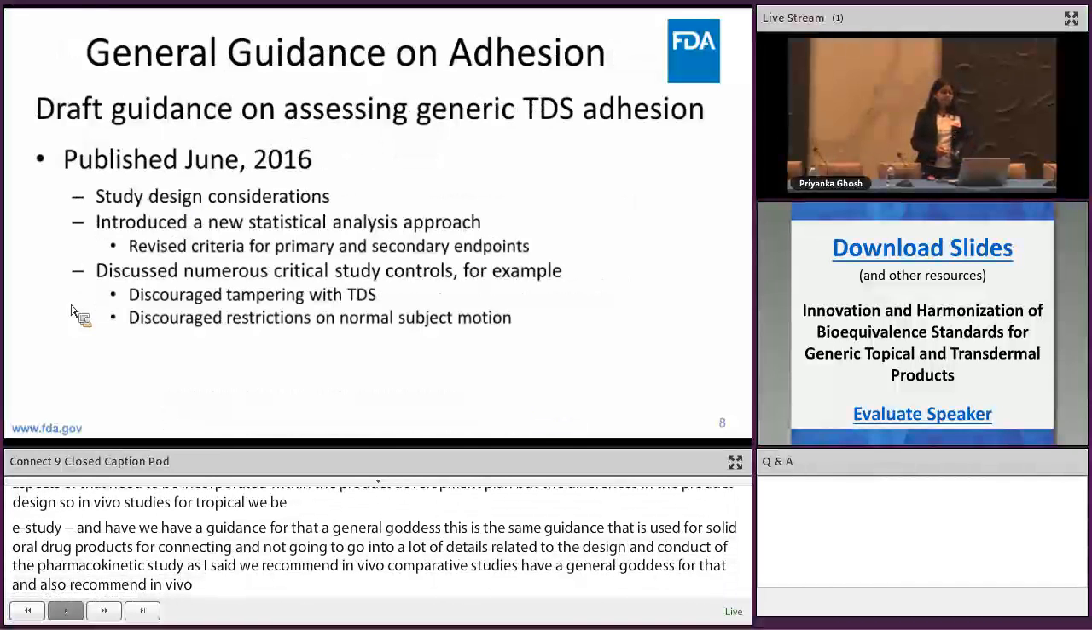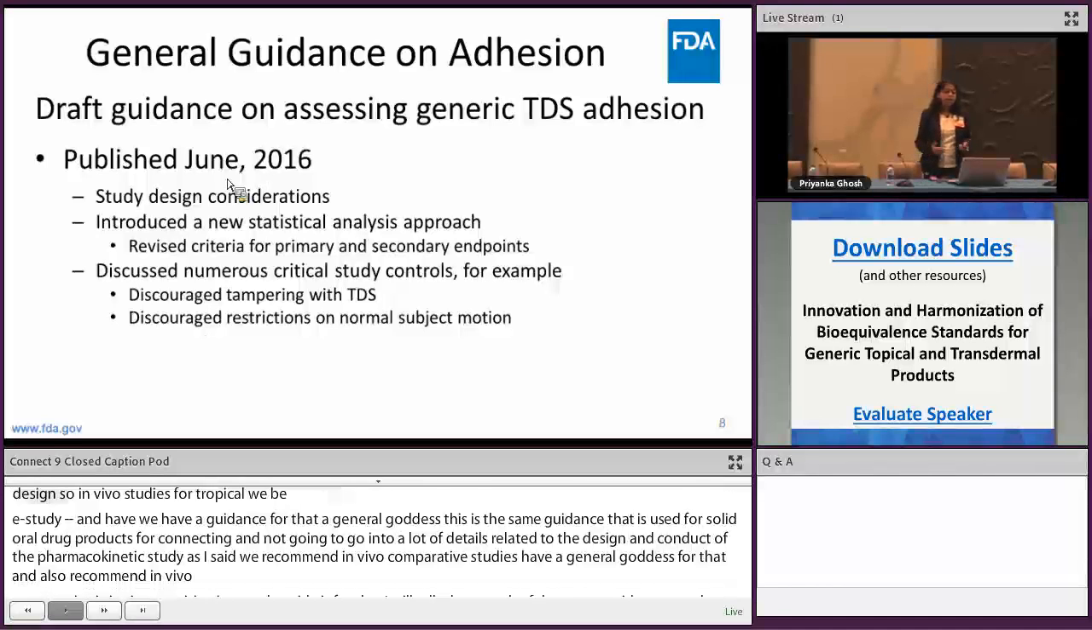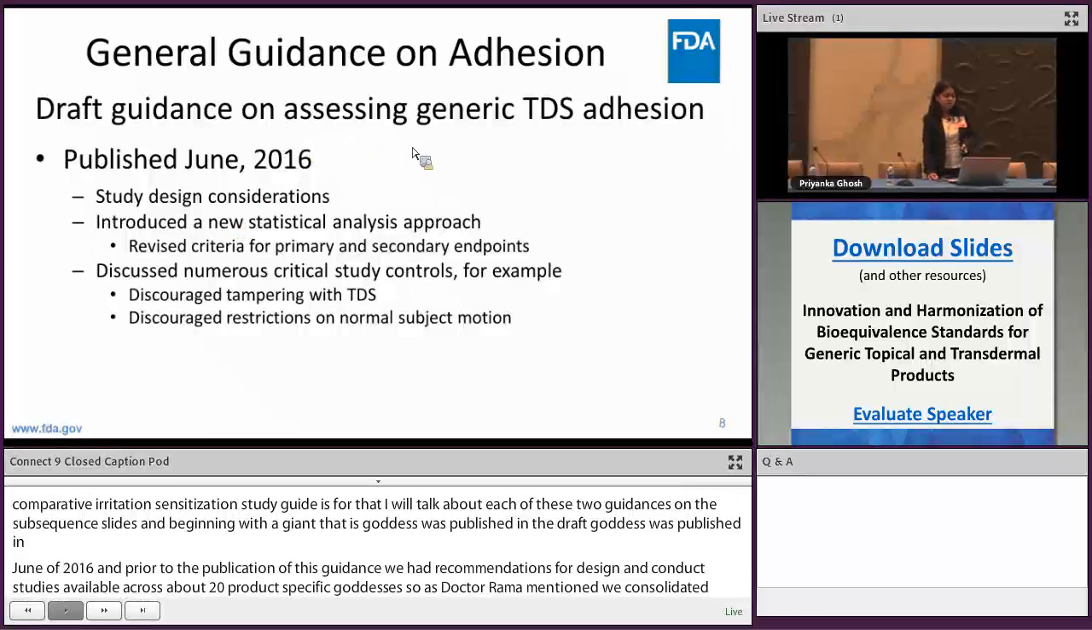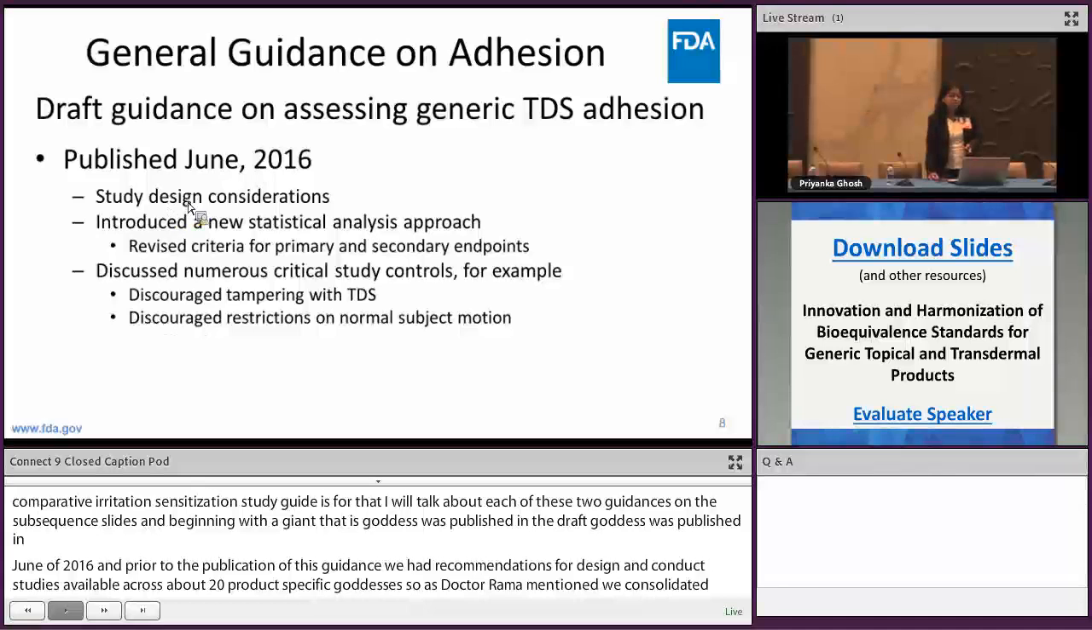So beginning with the general guidance on adhesion, the draft guidance was first published in June of 2016. And prior to the publication of this guidance, we did have recommendations for design and conduct of adhesion studies, but they were available across about 20 product-specific guidances. So as Dr. Rane mentioned, we consolidated our thinking related to study design considerations within the draft guidance and provided generalized recommendations that are applicable to all transdermal products within the first draft version of this general guidance.